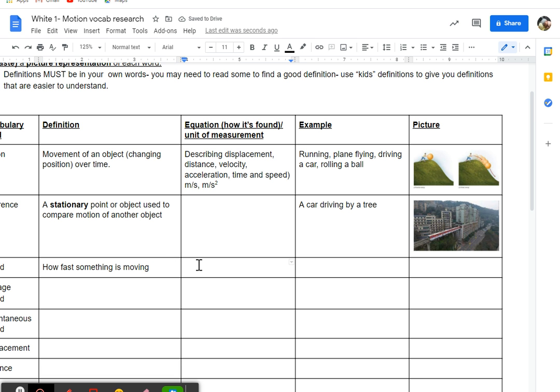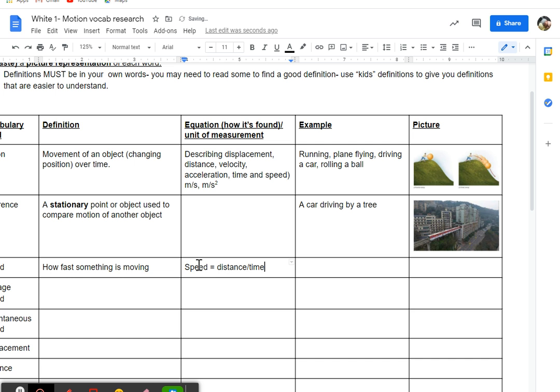This one does have a set formula. What is that set formula? S over dt. S equals distance over time. Yes. I'm going to spell it all out just for anybody that does not know. So speed equals distance divided by time.